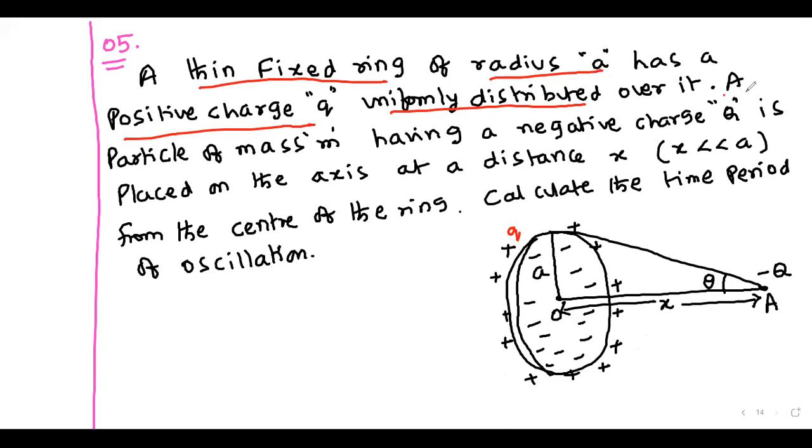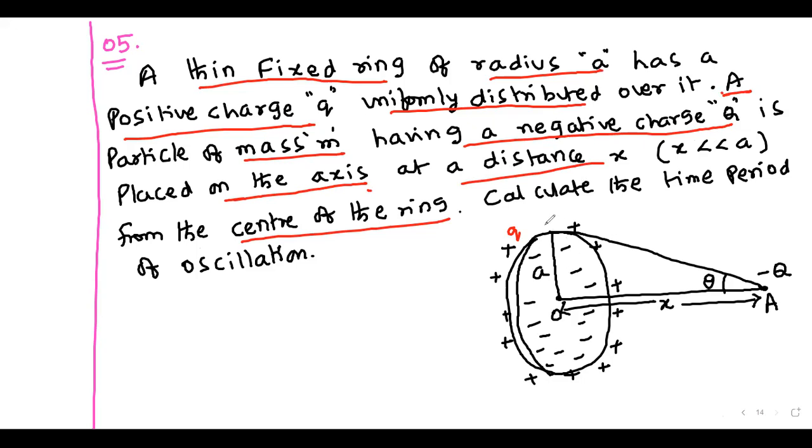Now we have a particle of mass m having a negative charge, placed on the axis at a distance x from the center of the ring. We need to find the time period.